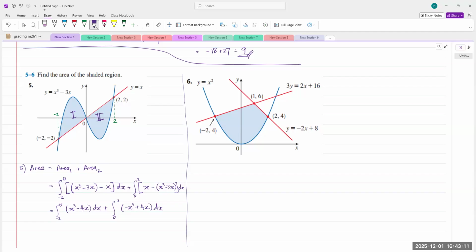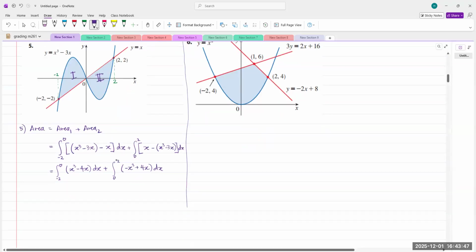Now, actually from the graph you see that area 2 and area 1 must be exactly the same area, right? So if you happen to have the foreknowledge that region 1 and region 2 are symmetric with respect to the origin, then you can just integrate from 0 to 2 and then double the area. If you happen to know that in advance. But right now let's focus on how to set up the integration.